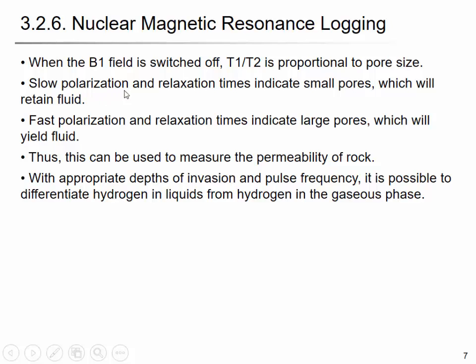So slow polarization and relaxation time indicate the small pores, which will retain the fluid, and fast polarization and relaxation times indicate the large pores, which will yield the fluid. So NMR also can tell you about the pore size distribution.